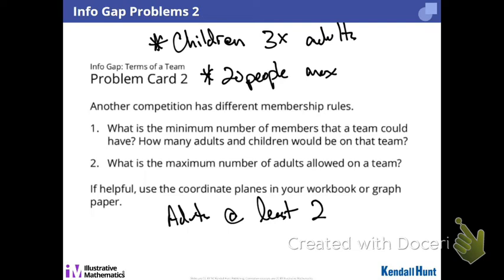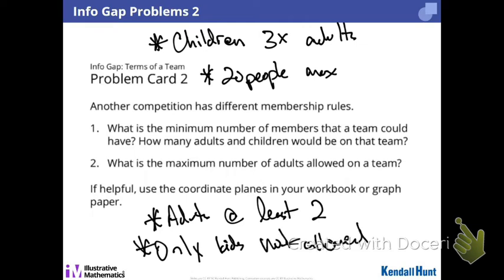Okay, you need a couple more questions. Raymer, you got a question? Can there be 0 adults? Can there be 0 kids? Oh, a team with only children. So, only children, not allowed. Because we have to have at least 2 adults, and then you have to have at least 3 times that in children. Hadley? What about only adults? Is that allowed? A team with only adults, not allowed. I think you have enough information, by the way.